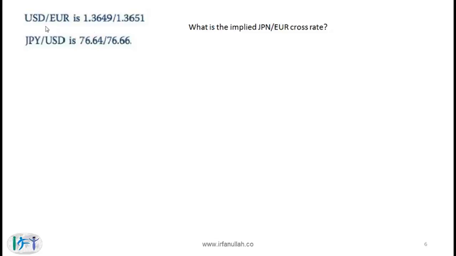Let's say that you are given these quotes. USD euro is 1.3649 slash 1.3651. Remember, this is the bid, this is the offer. And you are also given this rate: Japanese yen USD is 76.64 slash 76.66. Now the implied cross rate for the Japanese yen euro is the cross rate that is implied by these two exchange rates.